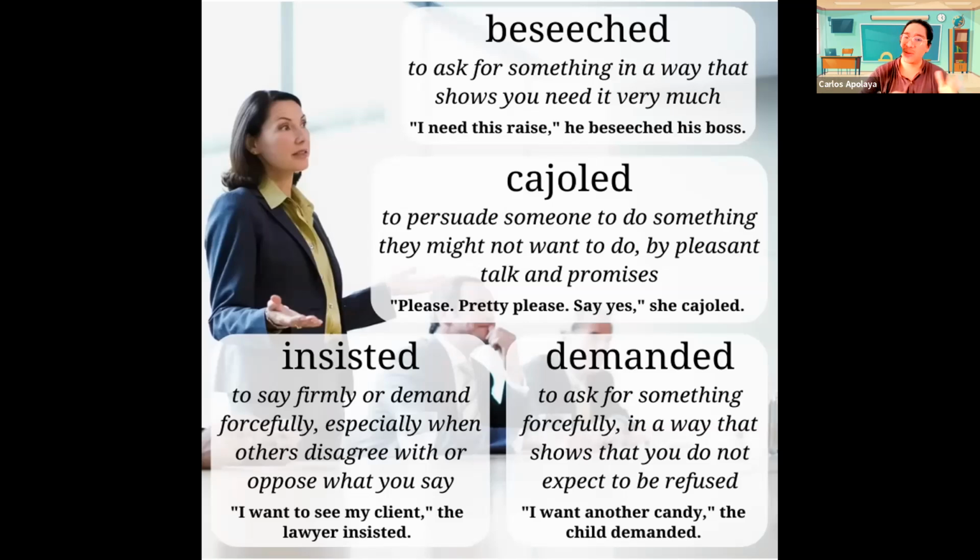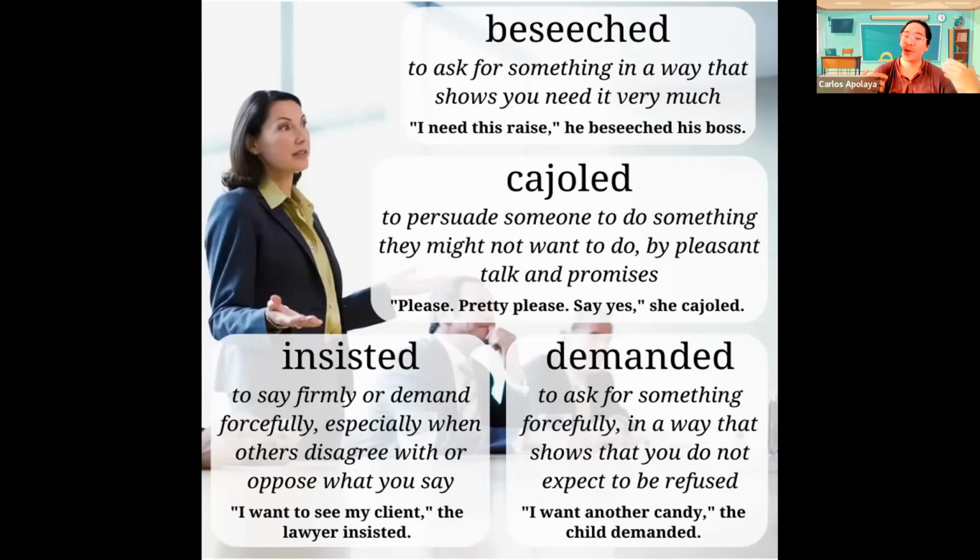Then okay, we have the next one. This word, maybe you are very familiar with the word insisted. When you insist, similar to Spanish, when you say something again and again and over again, you insist. Mom, buy me that car, mom, buy me that car, mom. No, he insisted on buying that car, insisted.